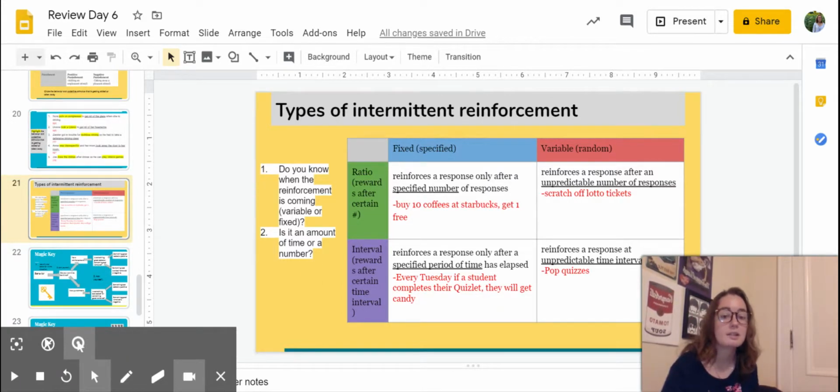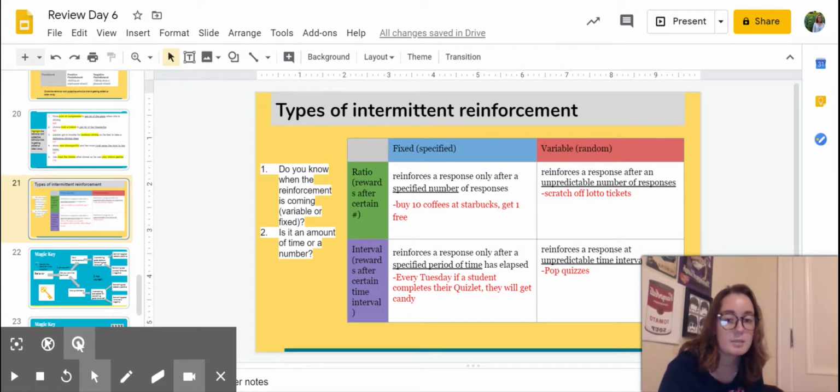So this would be like the phone pocket one, in which you guys know every Tuesday I'd put candy in your phone pockets. The issue with that is if you know when the response is coming, you'll probably only put your phone in the pocket on Tuesday and not the rest of the days.